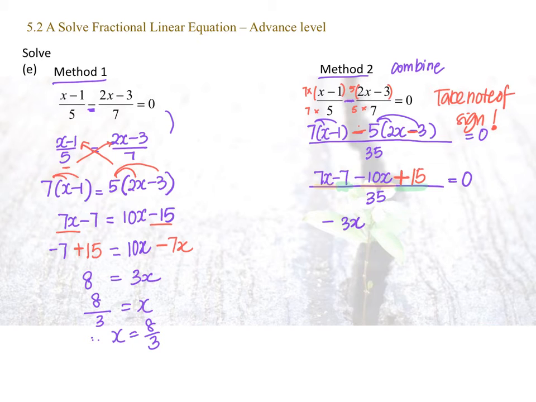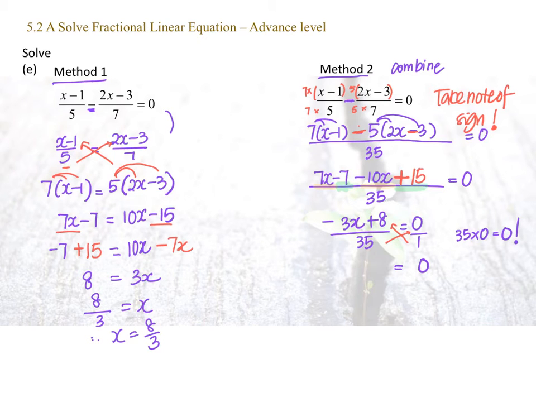positive 8 over 35 equals to 0. Next, we're going to do a cross multiplication. 0 is 0 over 1. So 35 cross over to 0 is still 0.